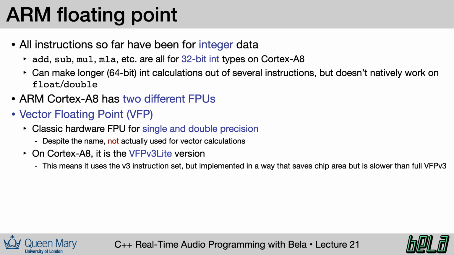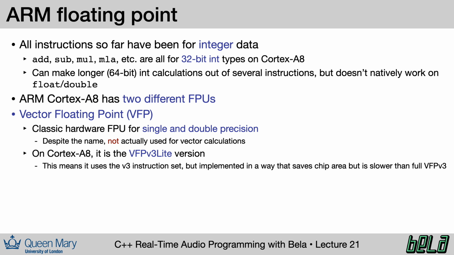The VFP supports both single and double precision floating point numbers, and on the ARM Cortex-A8 used in Bela, the version we find is called VFP v3 Lite. That means that the FPU supports the v3 instruction set, but the way those instructions are implemented in hardware saves chip area, but is slower to execute than a full VFP v3 implementation.